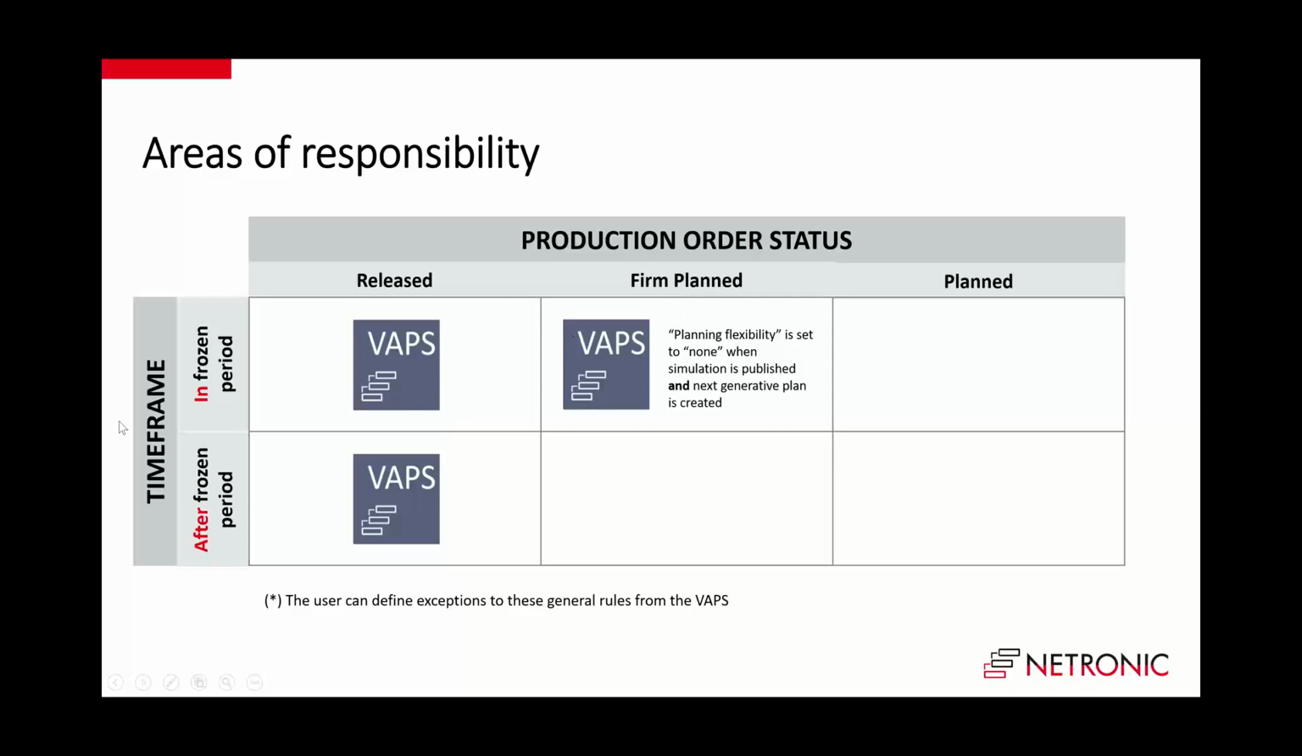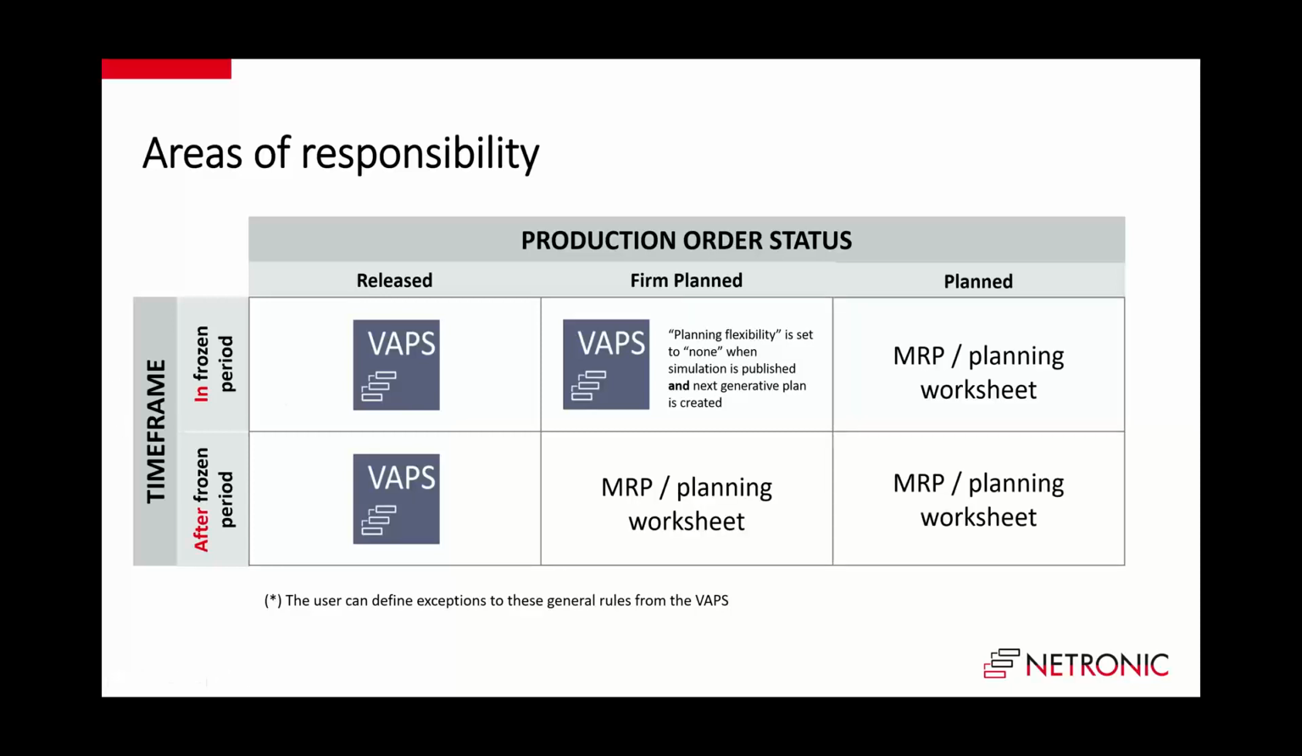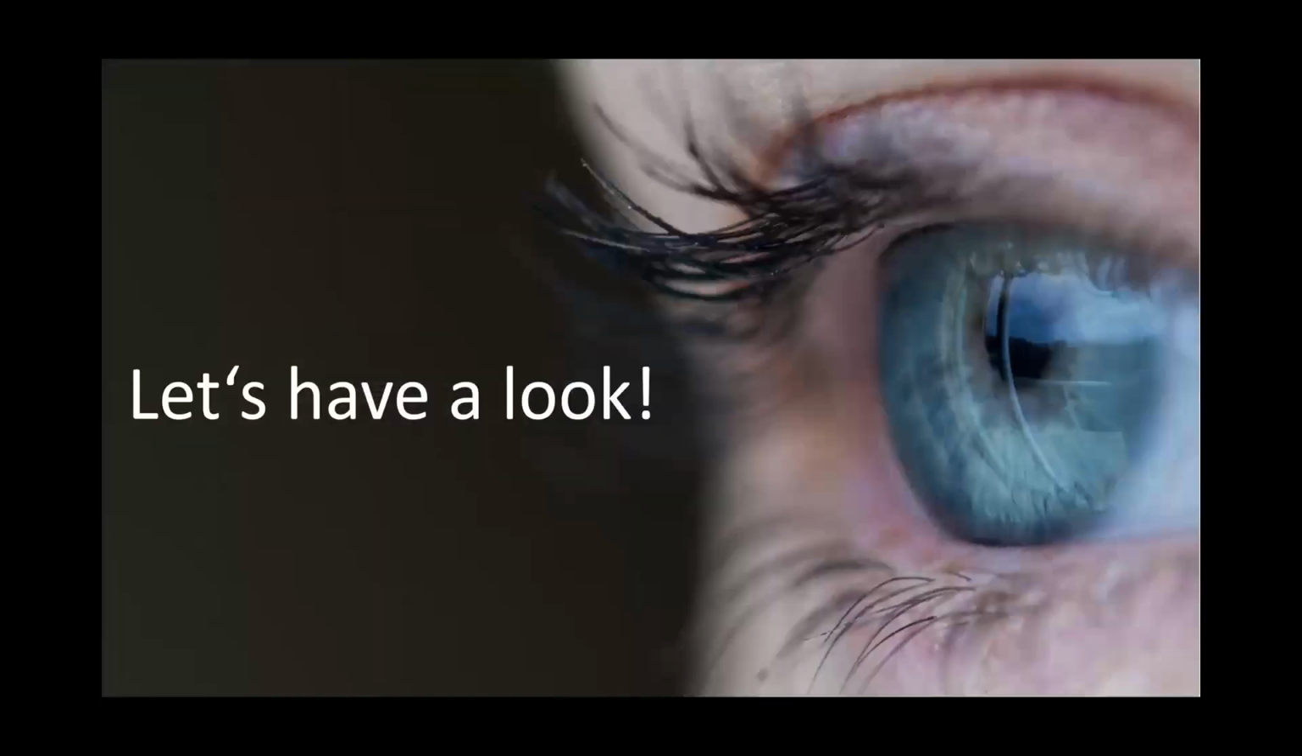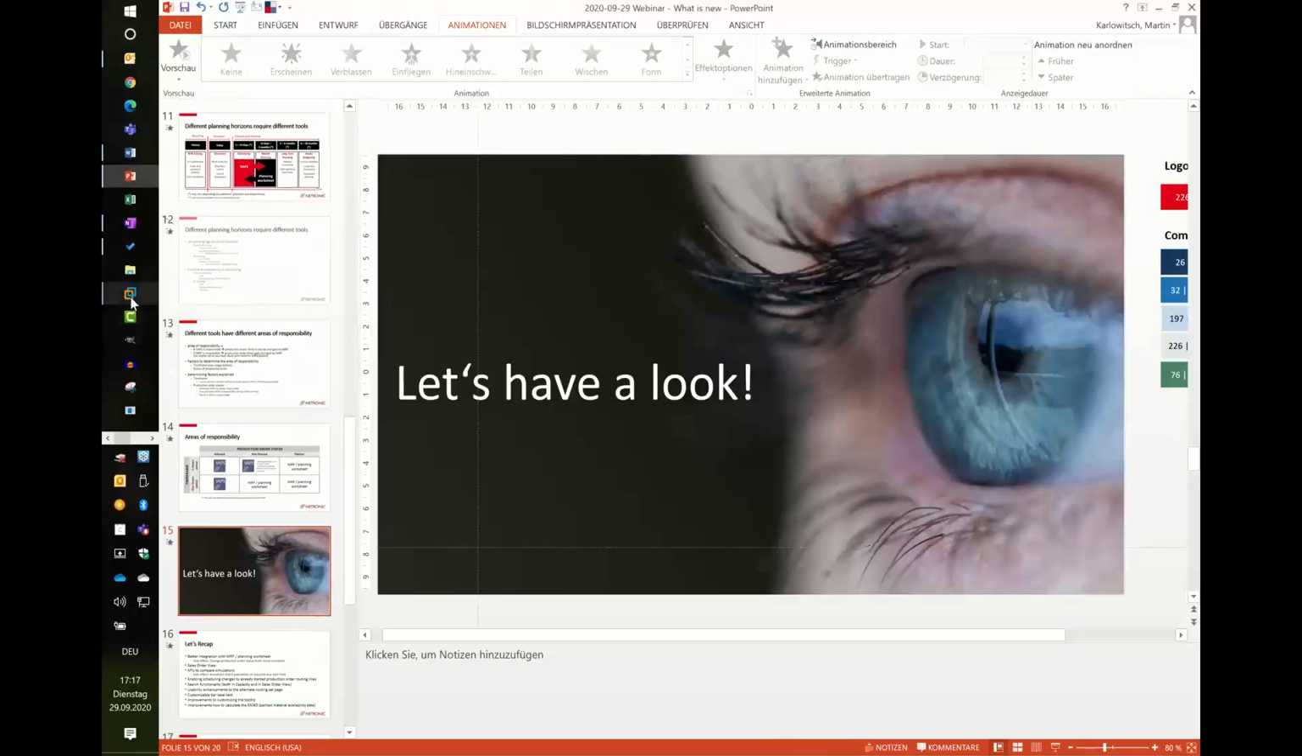With other firm plan production orders that are outside the frozen period, MRP and planning worksheet are responsible, and likewise MRP and planning worksheet are responsible for the planned production orders. So this is how we just implemented it, and with this conceptual stuff, I'd like to switch over now to the product.